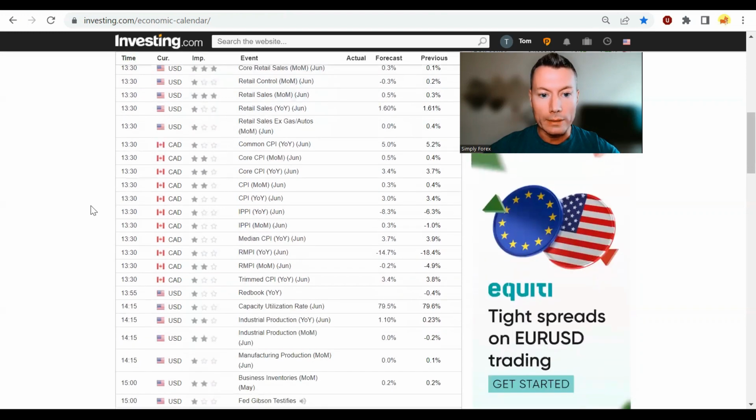And also, guys, I do not know why they give it a 2-star rating, but we have CPI figures coming out of Canada. At 1:30, same time as the US dollar data, we have got CPI figures coming out of Canada. So this figure here could really move the Canadian dollar, guys. Must be aware of that. You know how important inflation data is right now.